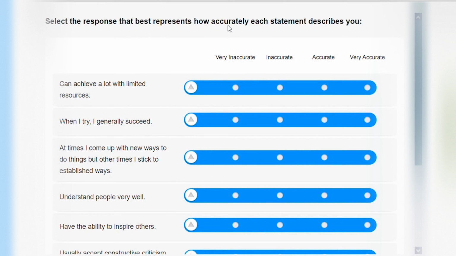Select the responses that best represent how accurately each statement describes you. Can achieve a lot in limited time. This is important for Procter & Gamble, championing productivity.